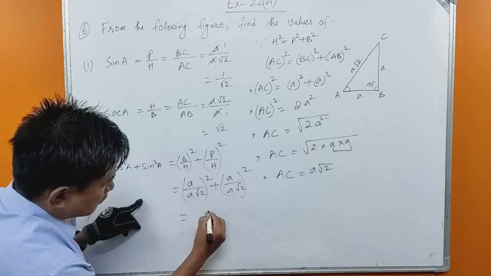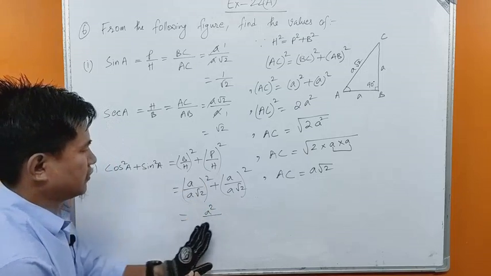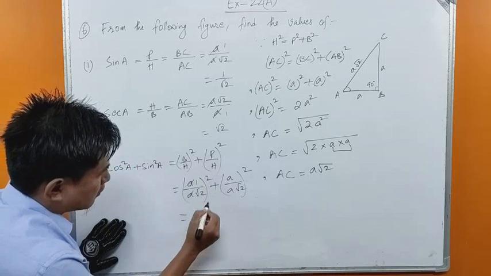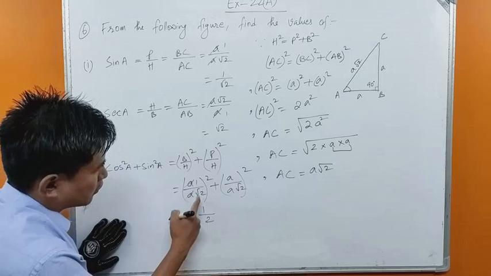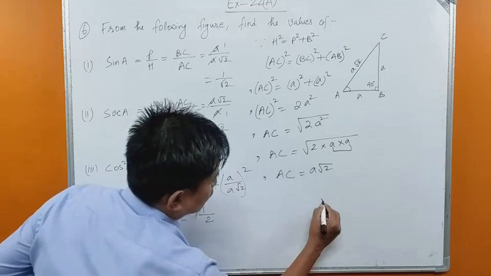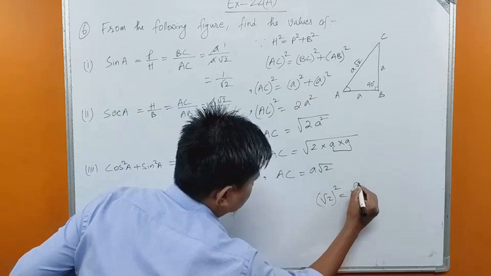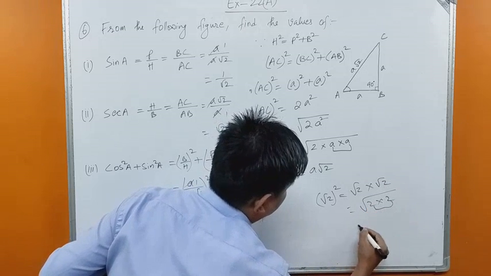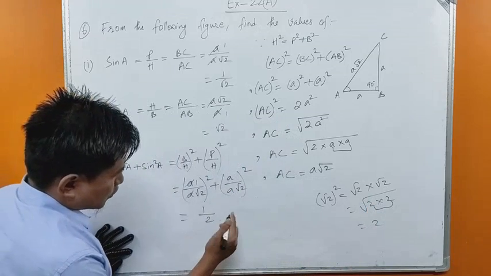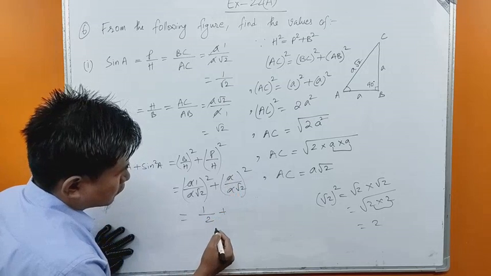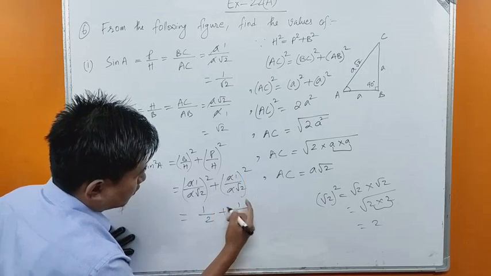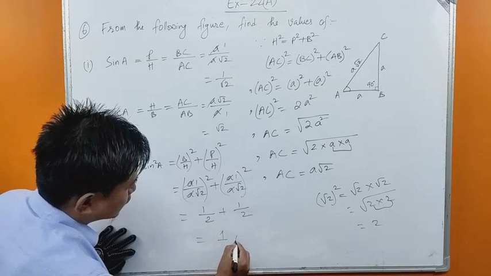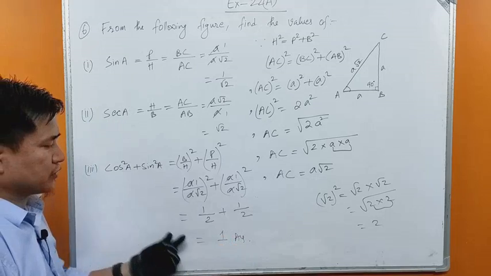So a square upon a square, let me cancel this a here itself. So we have 1 here, 1 squared is 1, and root 2 squared is 2. Root 2 squared means root 2 into root 2, so root under 2 into 2, we make a pair and free from the root. So plus this same thing, a cancels out, so we have 1 squared is 1 upon root 2 squared, root 2 into root 2, that is 2. So half plus half is 1. So the answer for this expression is 1.